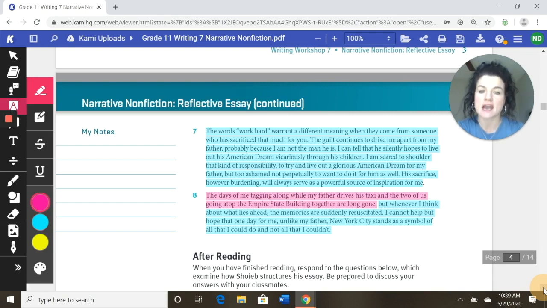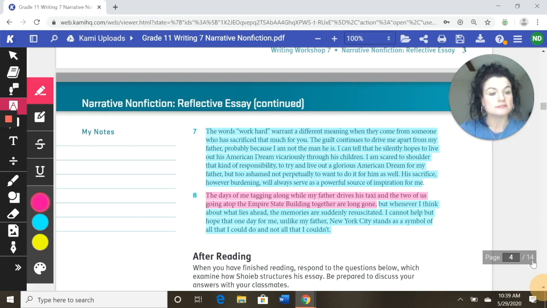The days of me tagging along when my father drives his taxi, the two of us going atop the Empire State Building together, are long gone. But whenever I think about what lies ahead, the memories are suddenly resuscitated. I cannot help but hope that one day for me, unlike my father, New York City stands as a symbol of all that I could do and not all that I couldn't.